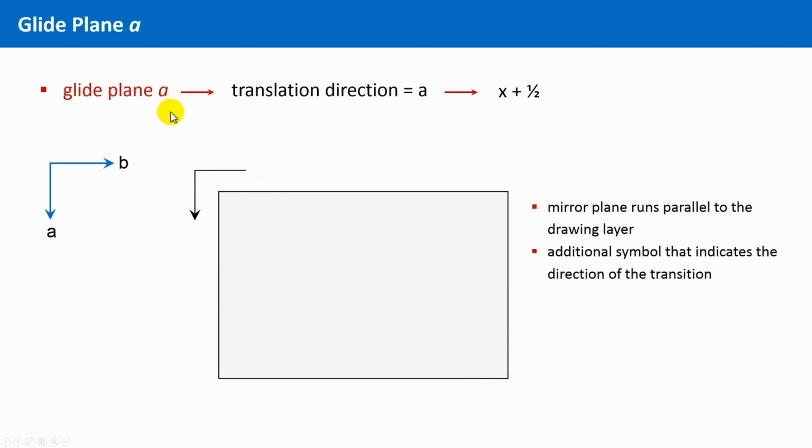We see here in gray a drawing layer, a projection plane of a unit cell. The projection plane is here the AB plane, and usually a glide plane is graphically marked with a dashed line. But because the glide plane lies in the same plane as the projection plane, an additional symbol is used. Such an angulate arrow. This is the plane, and this arrowhead indicates the translation direction of this glide plane.